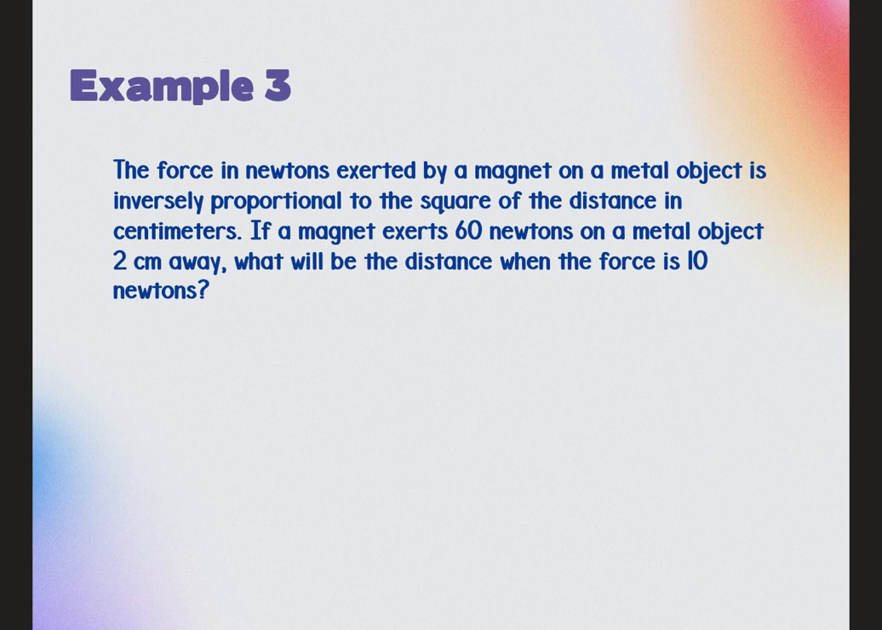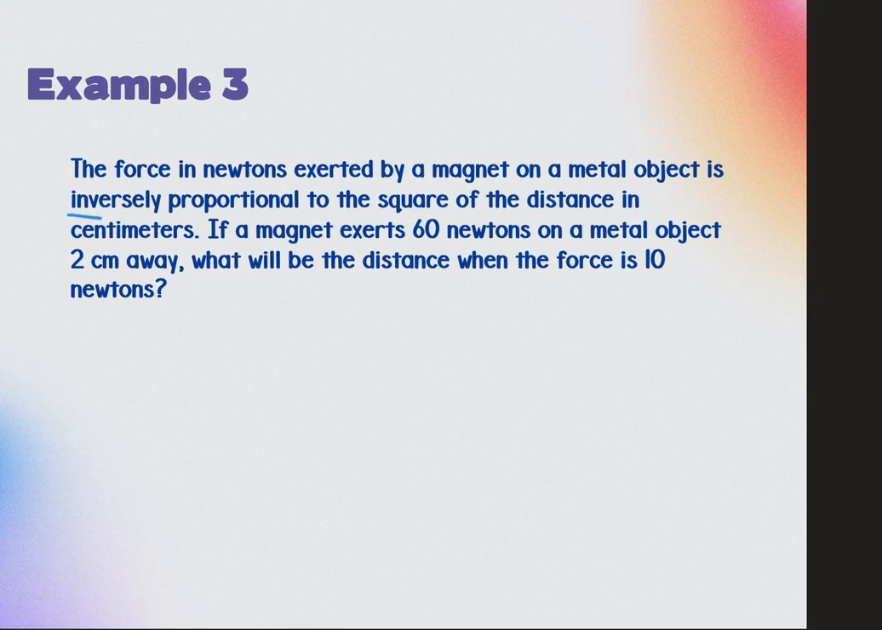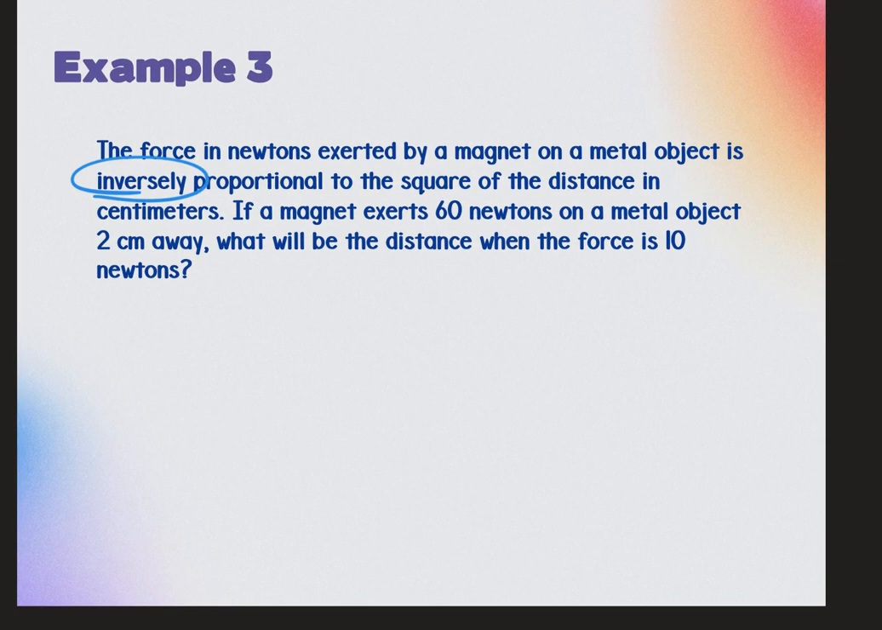The force in newtons exerted by a magnet on a metal object is inversely proportional, and obviously that's important, to the square of the distance in centimeters. If a magnet exerts 60 newtons on a metal object 2 centimeters away, what will the distance be when the force is 10 newtons? So our two variables are force and distance. We can make that F and D. You could literally make it whatever variable you want. But the force is inversely proportional to the square of the distance.